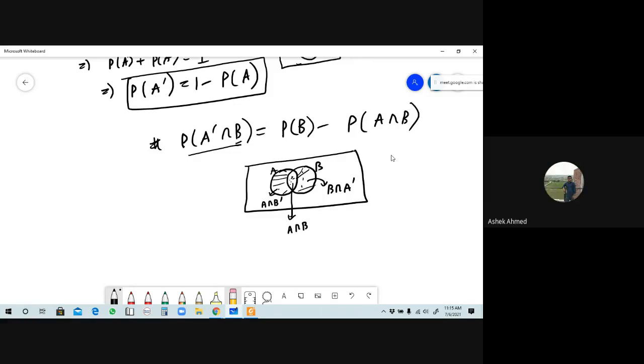I have already drawn a Venn diagram. Okay, there are two sets given in joint form. The common region will be here A intersection B. Is it right? Yes, sir. Okay. Now we will find out this region. How can we find out this region? Can you say this region is outside of B and inside of A? Is it right?